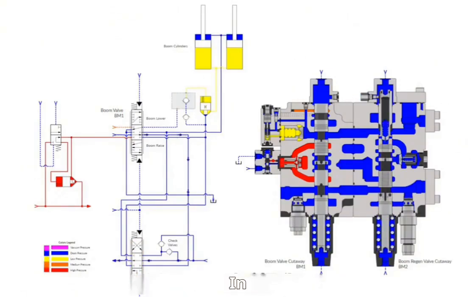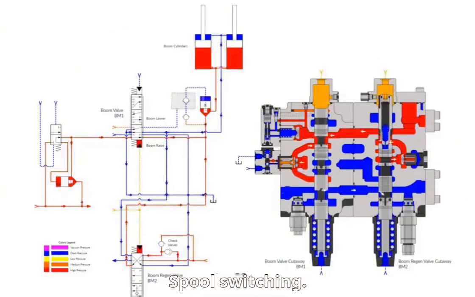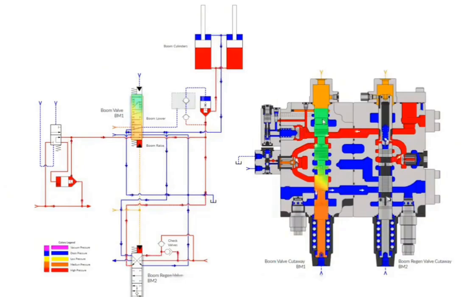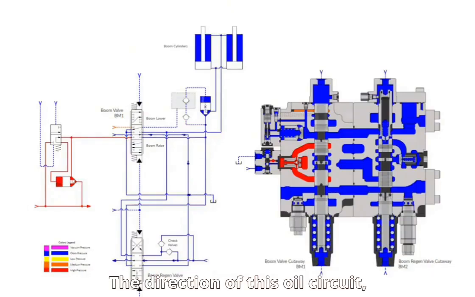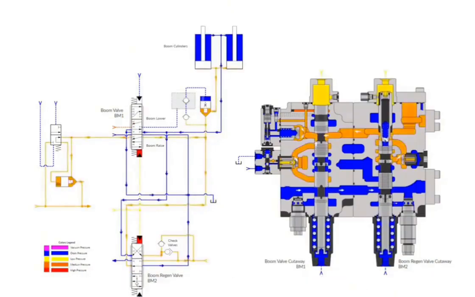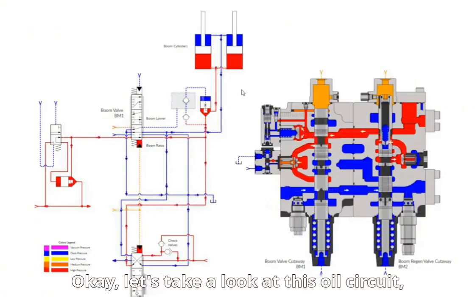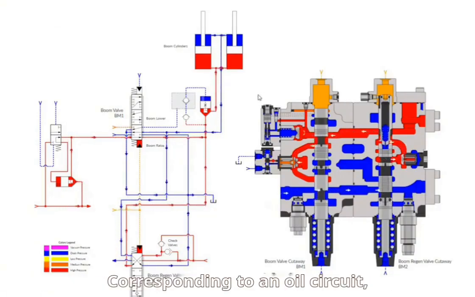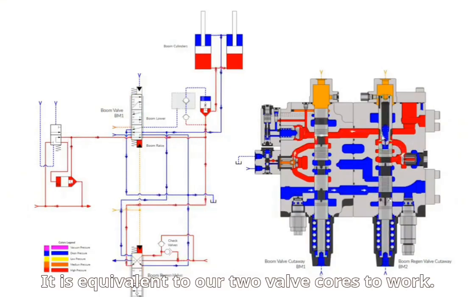Then, let's take a look, for example, when the boom is raised, at this oil circuit. The spool switches downward, and we look at the direction of this oil circuit. This is the boom lift. Okay, let's take a look at this oil circuit. When the boom is raised, it is equivalent to our two valve cores working.